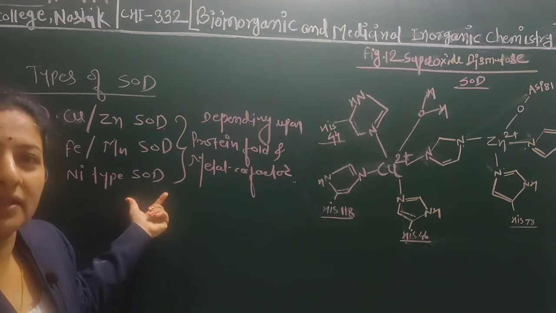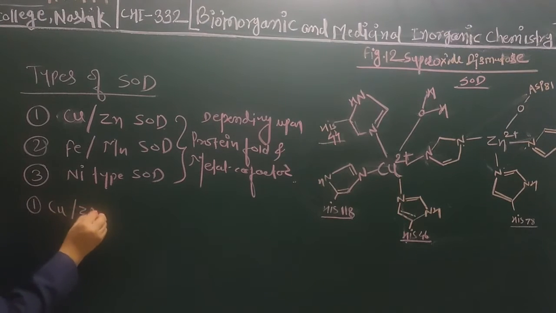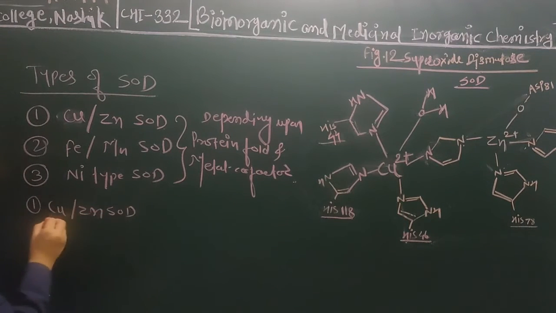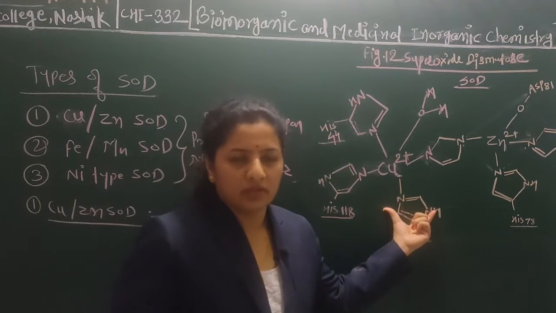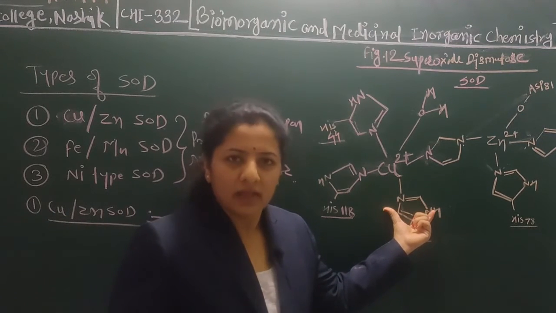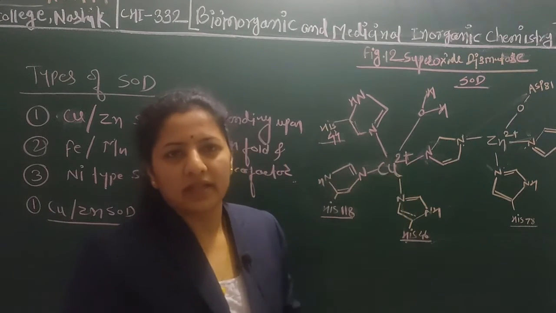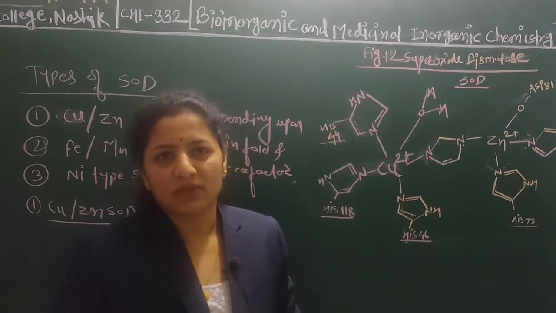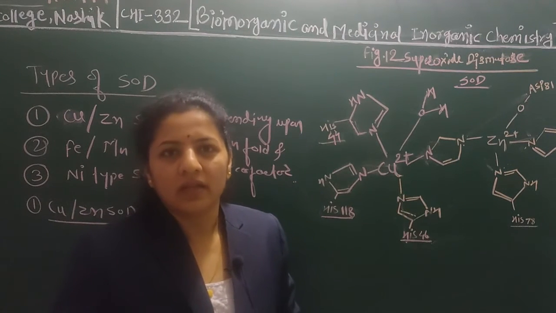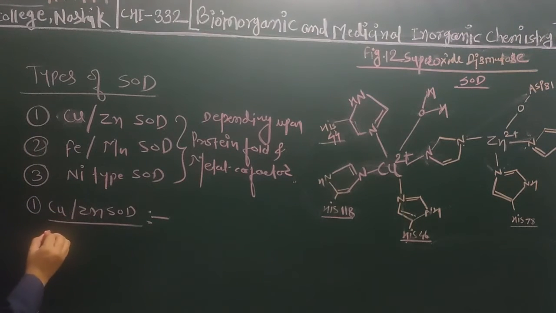Now let's discuss the first type in detail. The first type is copper and zinc SOD. This is the structure of copper and zinc SOD. Here again copper and zinc are at the active sites, where copper is square pyramidal and zinc has a tetrahedral geometry. So let's discuss the features or characteristics.